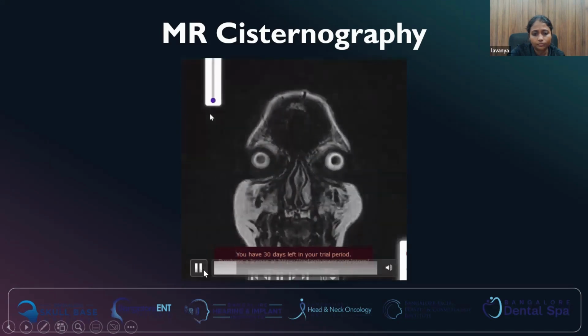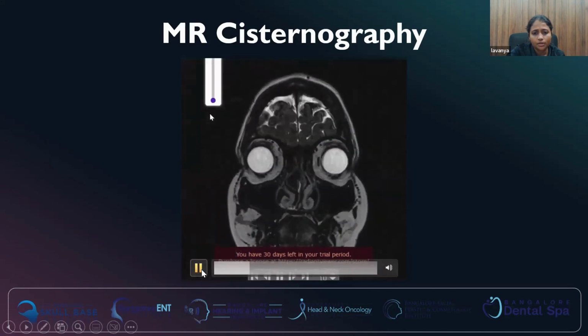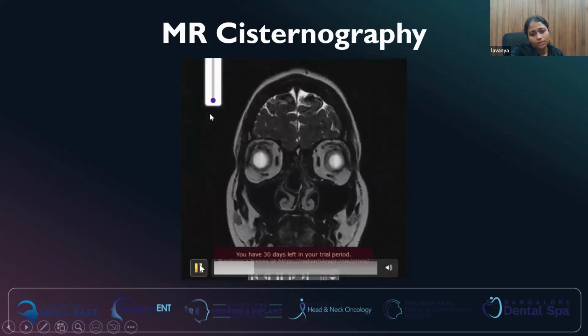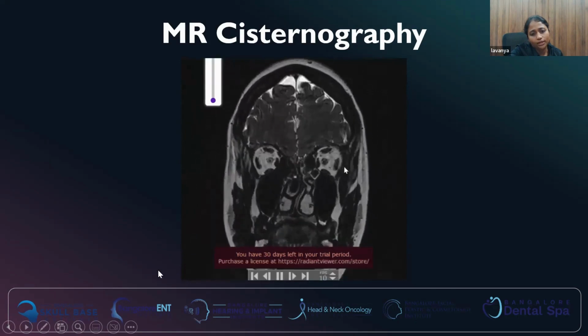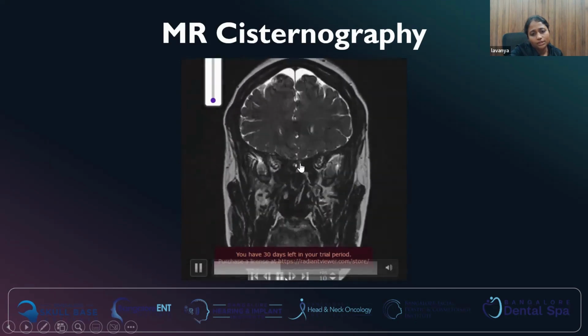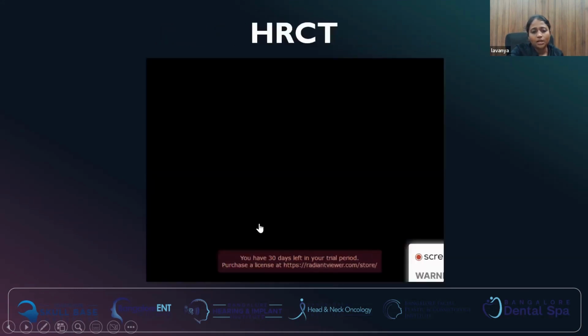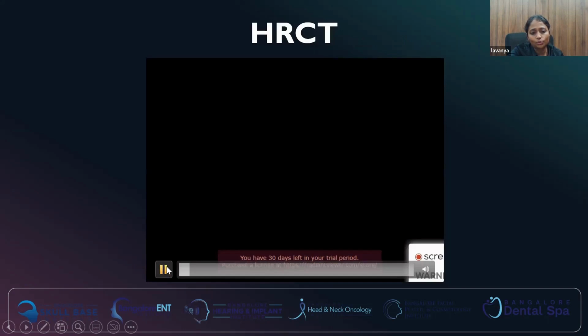So what the leak is in the frontoethmoid region. You can see the leak from this area if you follow that area. Okay, so there's a defect here in the right side of the frontoethmoidal region. Okay, so then we did an HRCT, high resolution CT, to delineate the bony defect.